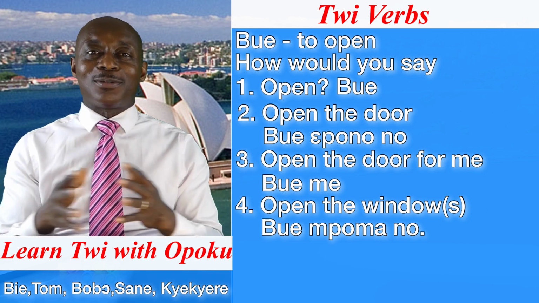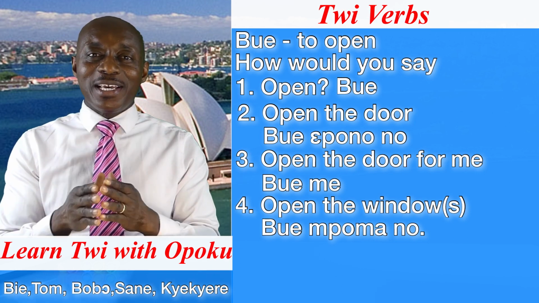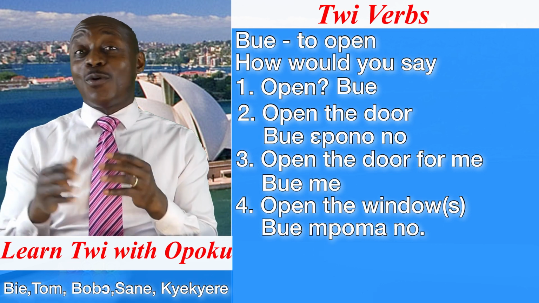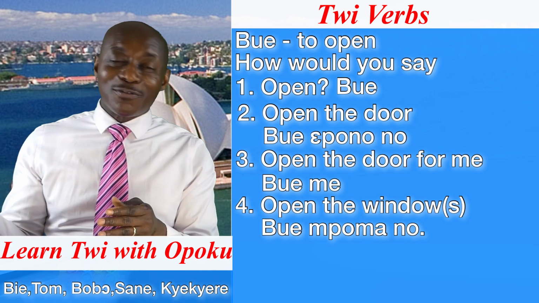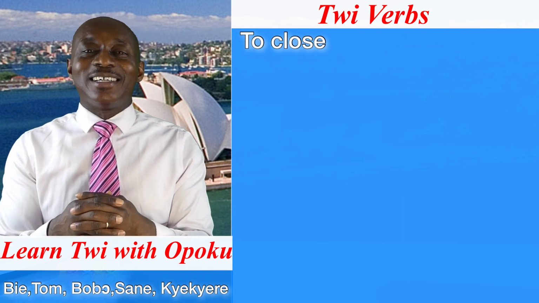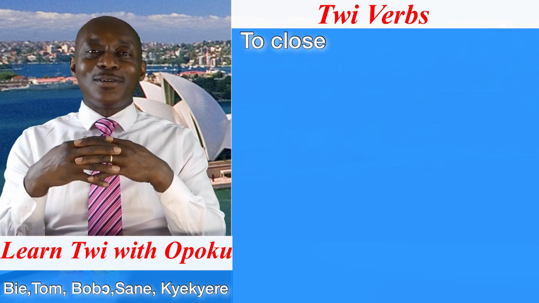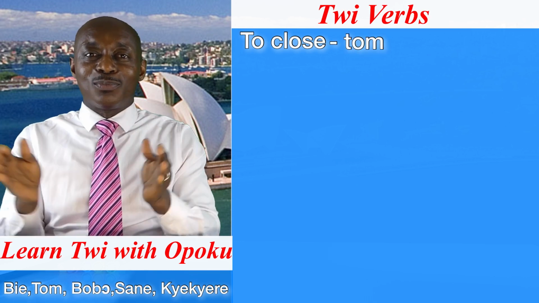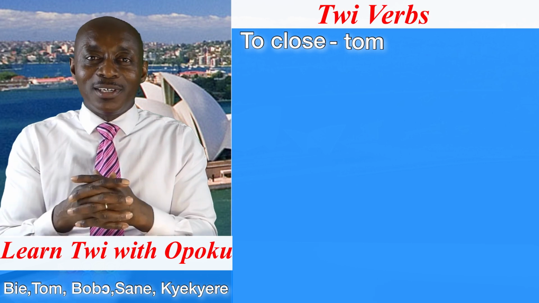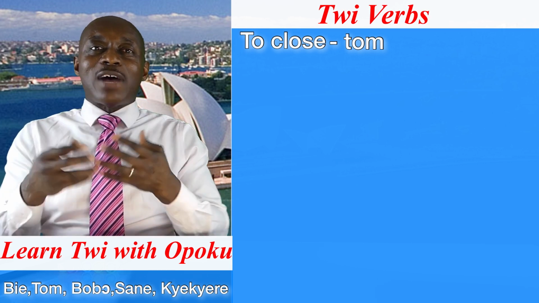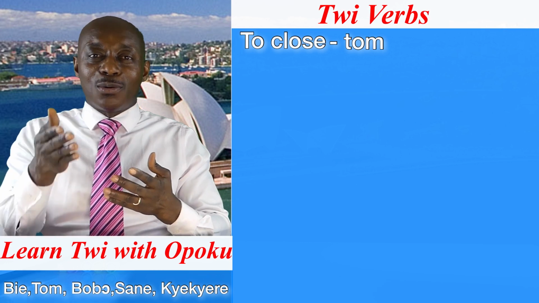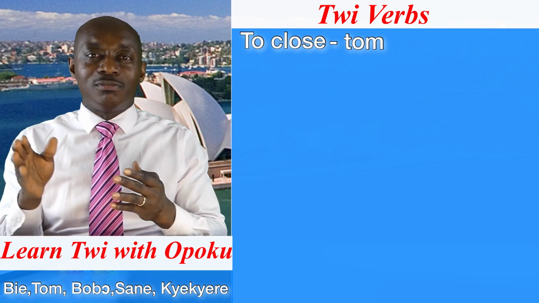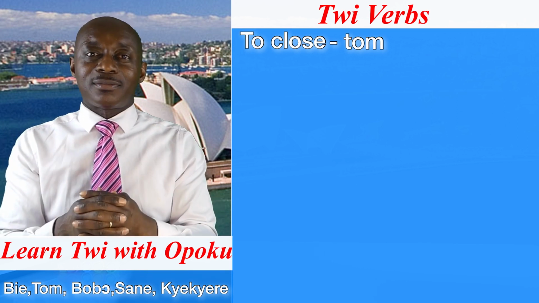Be mpoma no. Open the windows. So when we say be, it means to open. Well, if you open something, then you will have to close it, isn't it? So how would you say close it? In Twi, you will say tum. If you are to give an imperative statement, close it, you will say tum.